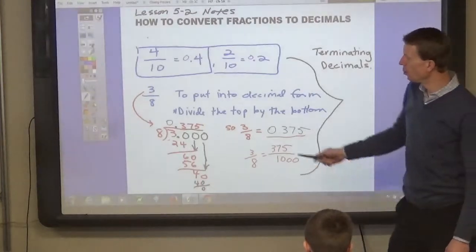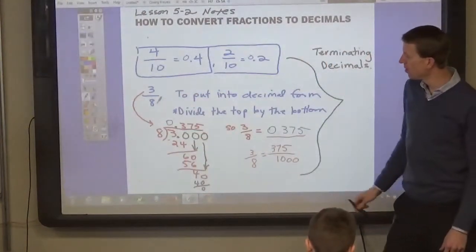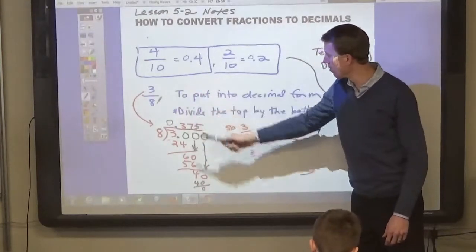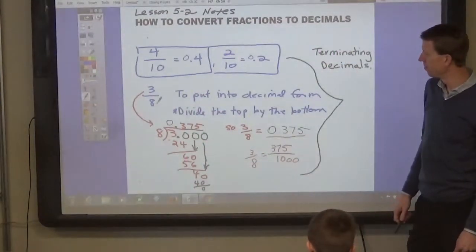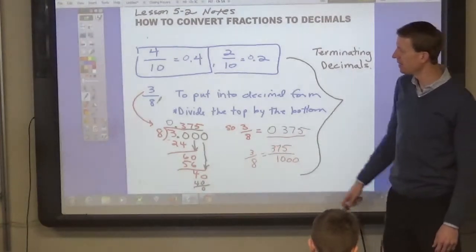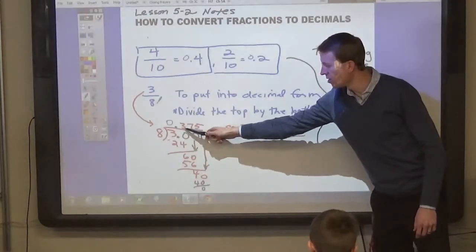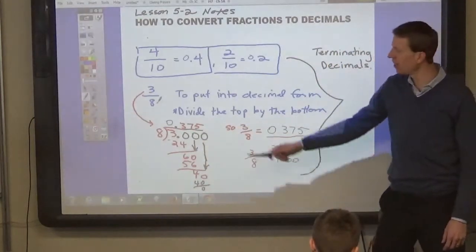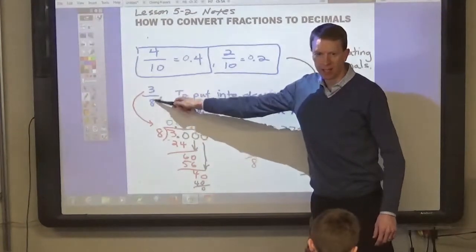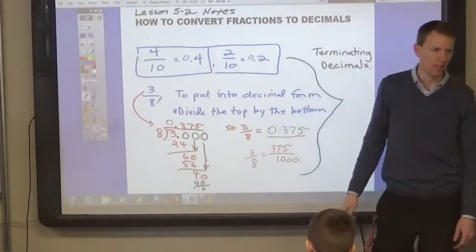Now, to put a fraction like 3/8 into decimal form, you divide the top number by the bottom number. Okay? So 3/8, 3 divided by 8 is 0.375. How do you know it's going to be 0 when you look at this fraction? But how do you know it's not going to be a whole?